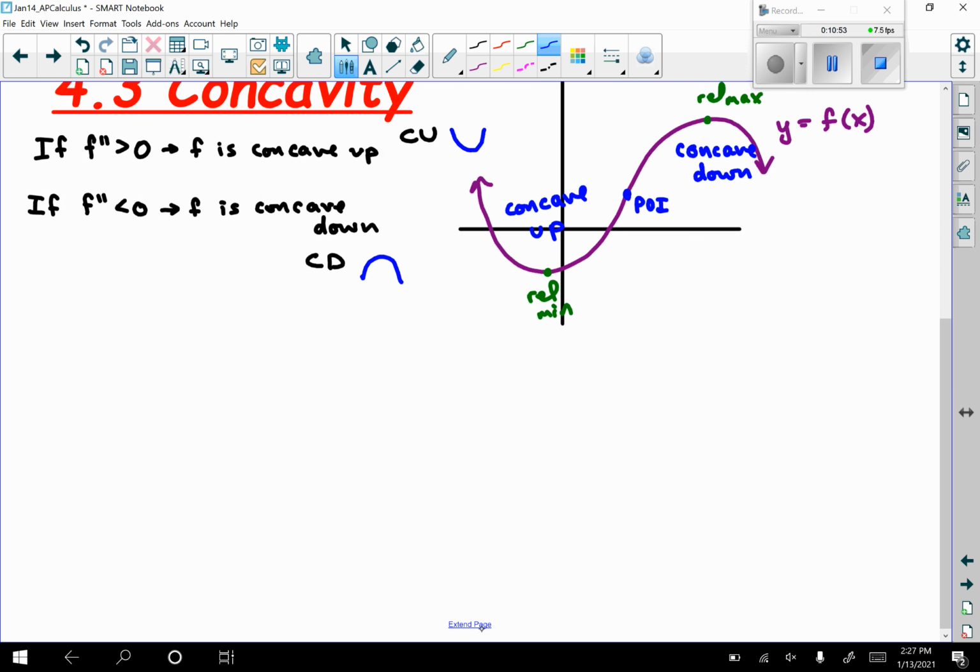And something else that's kind of interesting here, and I'll come back to this. Let's go ahead and say concave up would look like this. And we're going to relate it to the tangent lines. So wherever a function is concave up, all of our tangent lines are going to be below the function. If we're looking at concave down, all of our tangent lines are going to sit above the function. So that's just something to keep in mind.